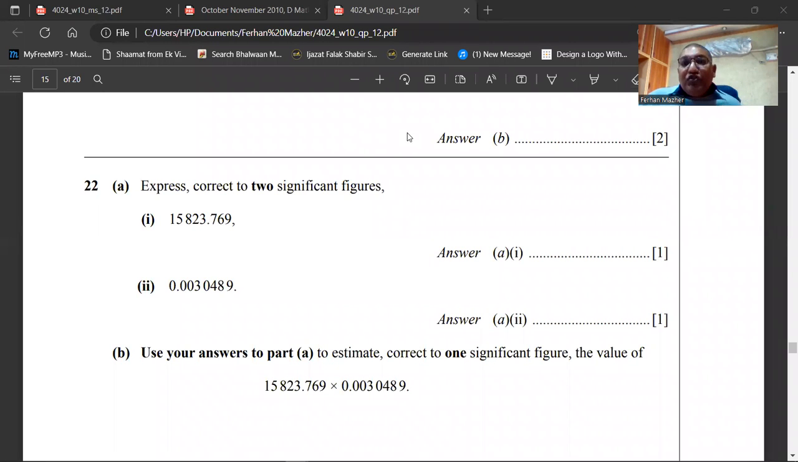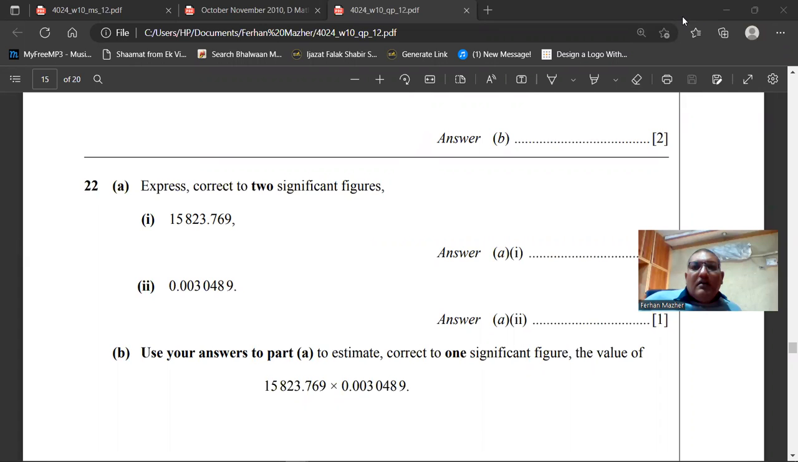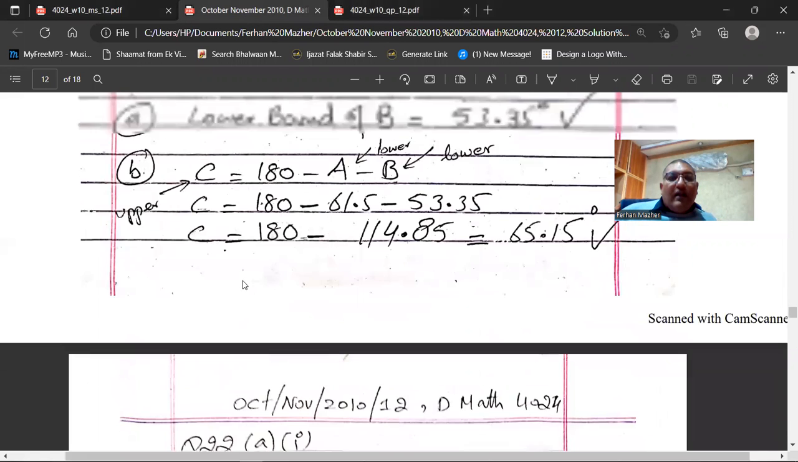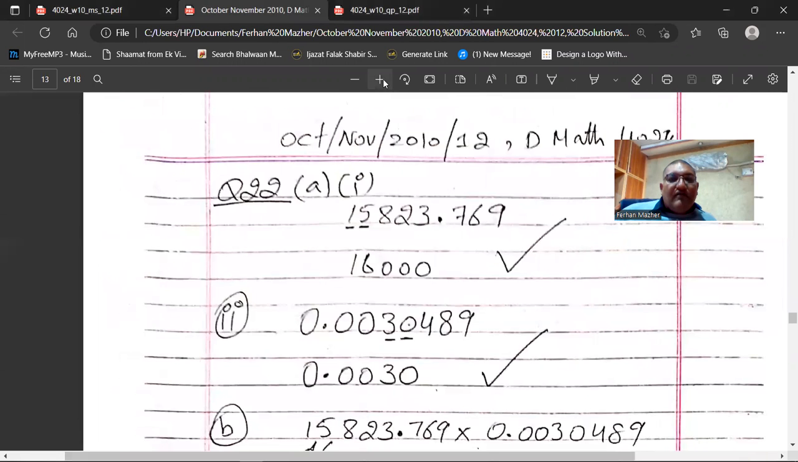So we are on question number 22, and he says, express correct to two significant figures. Part A: 15823.769. If you want to round it off to two significant figures, these are the first two significant figures, 1 and 5. After the 5, you have 8, so I will make it 16. In place of the rest, I will put 0, 0. So it will be 16,000.